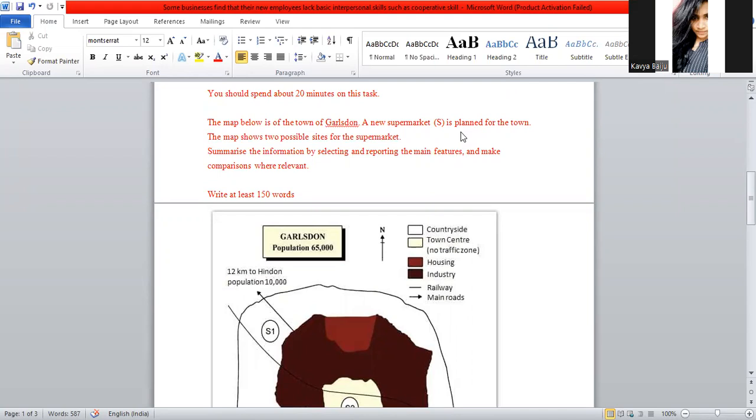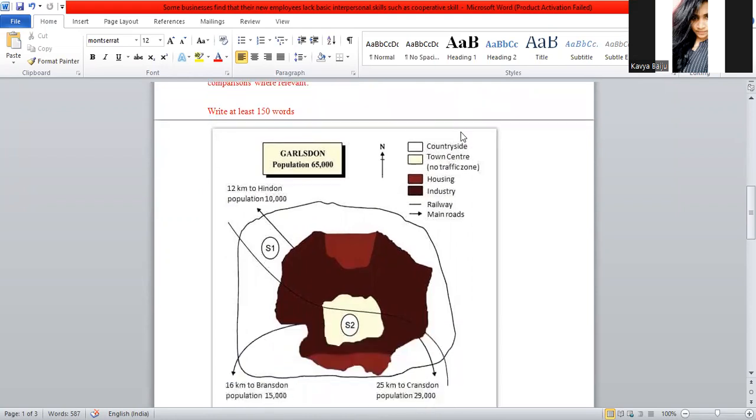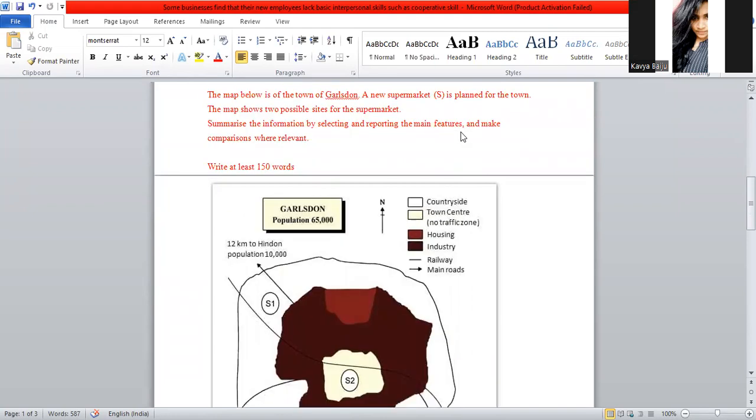Today we are going to discuss a map of the town of Garlsdon. So this is the map that you can see in the picture, and a new supermarket, which we call S, is planned for the town of Garlsdon. They are planning a new supermarket in the town.